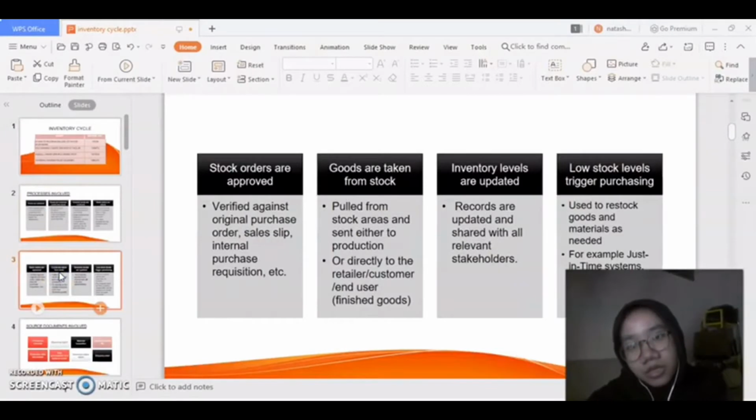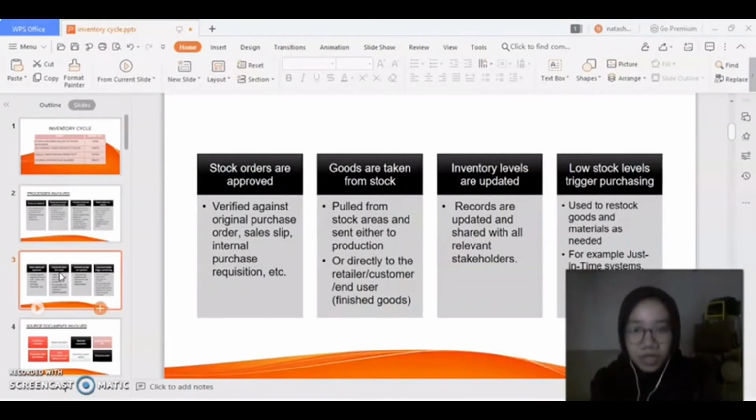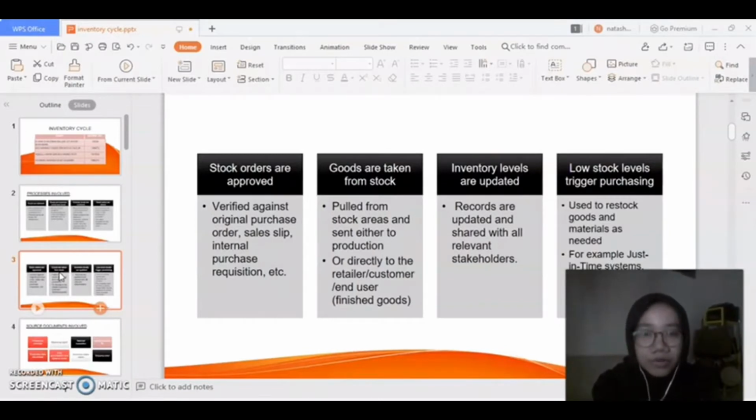Next, the stock orders are approved, verified against the original purchase order, sales slip, and internal purchase. Goods are pulled from stock areas and sent either to production or directly to the customer. Inventory levels are also updated, and records are edited and shared with all the relevant stakeholders. A low stock level triggers purchasing, used to restock goods and material as needed, for example, a just-in-time system.